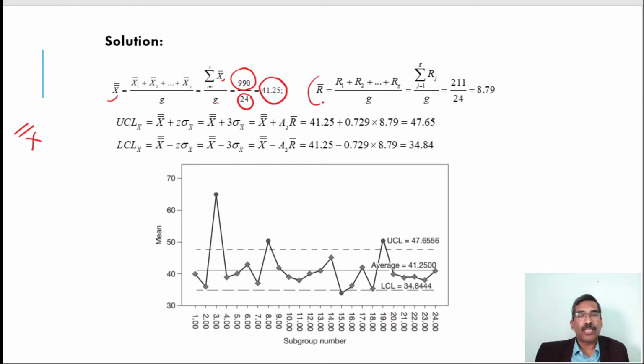Now this R bar shows the range of the entire subgroups, not for a particular subgroup. So this is summation of range divided by the number of subgroups, not subgroup size. So this is 24 and this is 211. This is the summation of the range for all the subgroups. So this value is 8.79. This is the value of R bar.